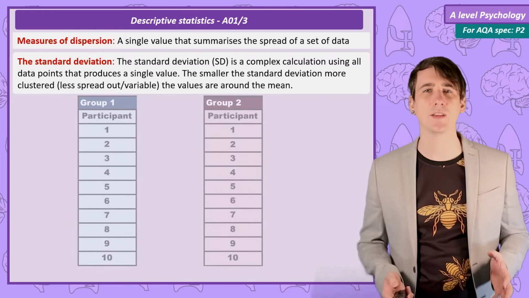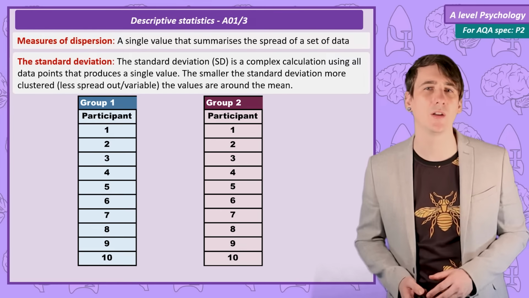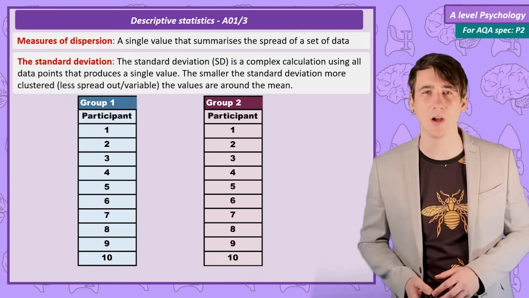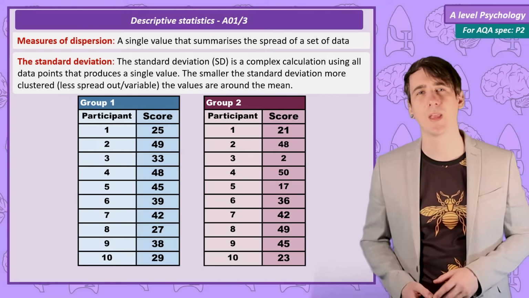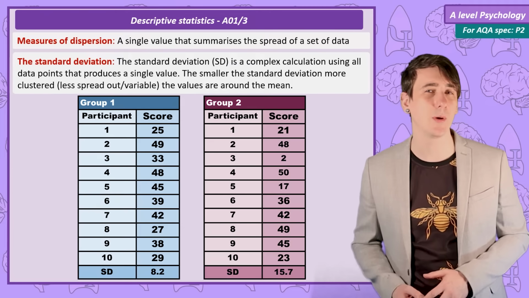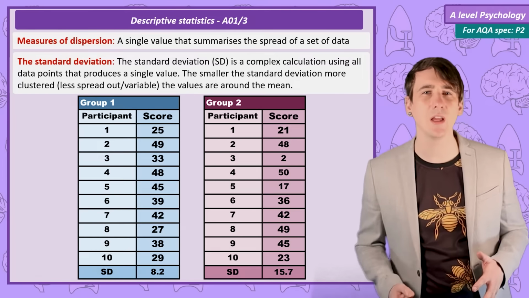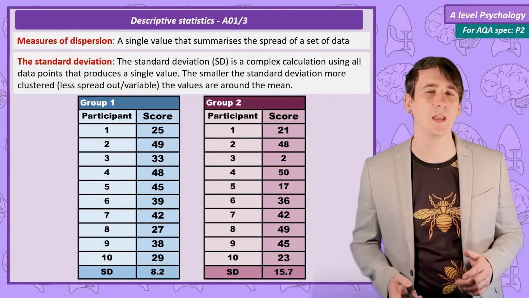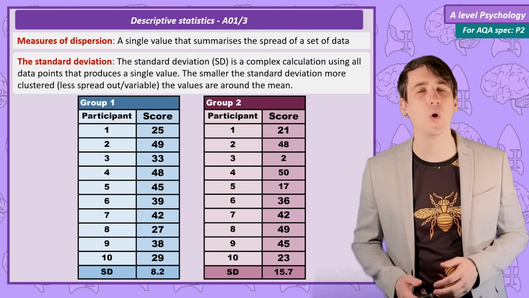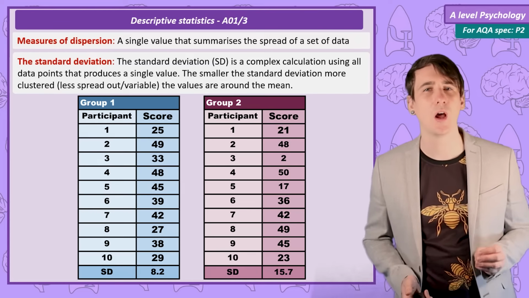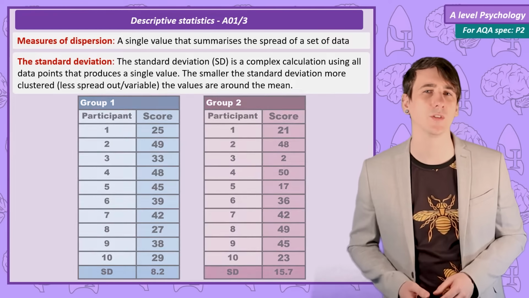Let's say we have two classes of 10 students taking part in a study, and at the end they take part in the same 50-question quiz. These are the scores for each student, and these are the standard deviations for both groups. From these standard deviations, I would expect you to be able to tell me that Group 1 has scores that are more consistent than Group 2. Or, put another way, Group 2 scores are more variable than Group 1 scores.